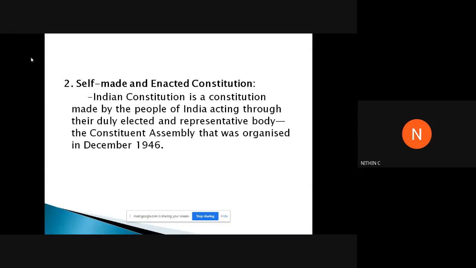Then it is a self-made and enacted constitution. The Indian constitution was made by the people of India acting through their duly elected and representative body, the Constituent Assembly. The Constituent Assembly is responsible for the constitution. It was organized in December 1946. It is a self-made and enacted constitution. This is a feature of our constitution.